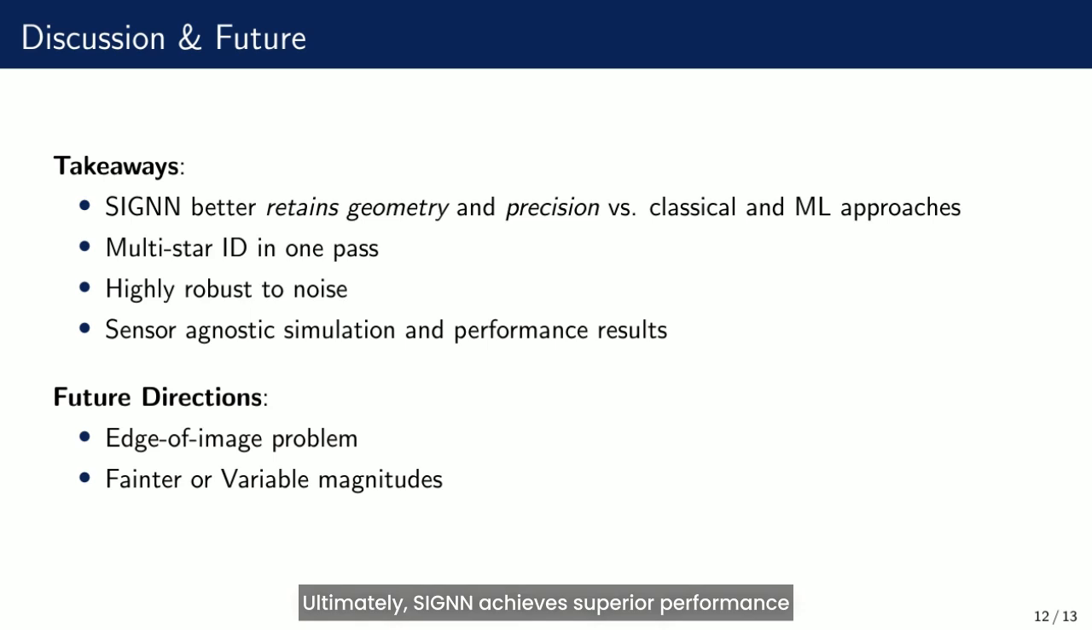Ultimately, SIGNN achieves superior performance for star identification and noise robustness. Our graph representation better retains geometry and precision, allowing for richer learned representations. In the future, we aim to address the edge of image problem, where the representations deteriorate as they approach the edge of the image from lost information, and examine the use of variable magnitude thresholds, aiming to better represent the varied conditions on Earth.